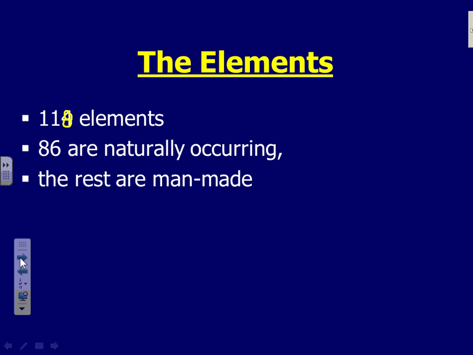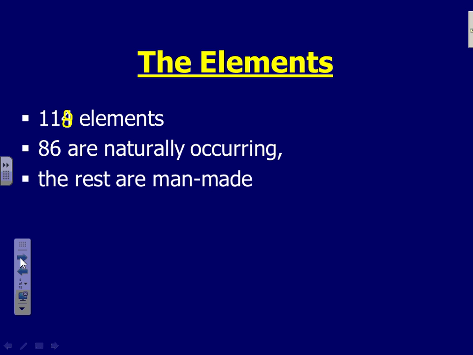86 of them are naturally occurring. On this periodic table here, if the symbol is filled in with a color, it's a naturally occurring element. It means you or a chemist could go to the earth somewhere, could dig something up, do some chemical reactions to separate it out and find those elements.